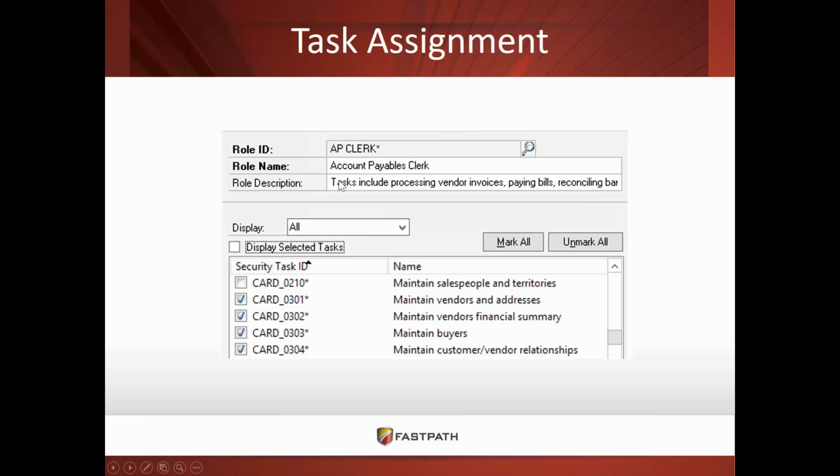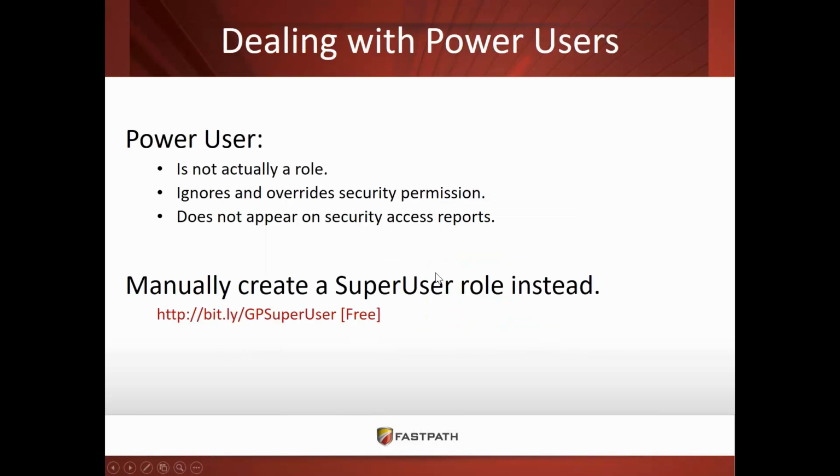And this is just an illustration of the task assignment, where you assign the tasks to the roles. So for example, for the AP clerk role, these are some of the tasks assigned to it. So you can do that. You can see what roles are assigned to the tasks.